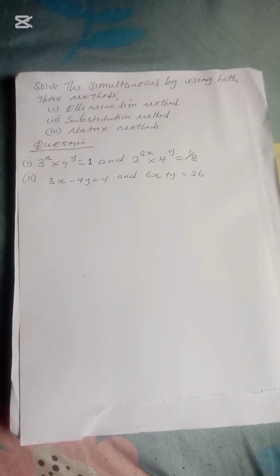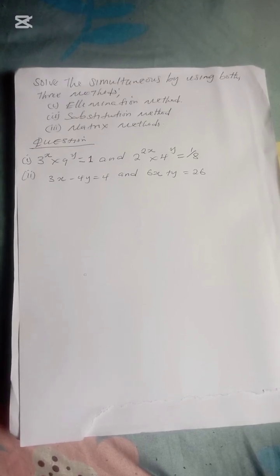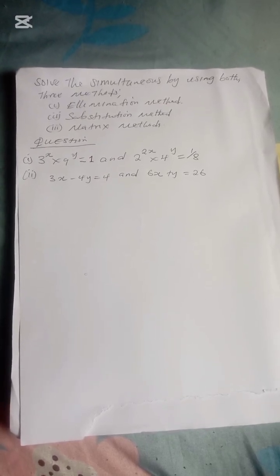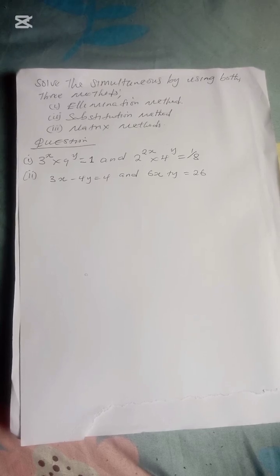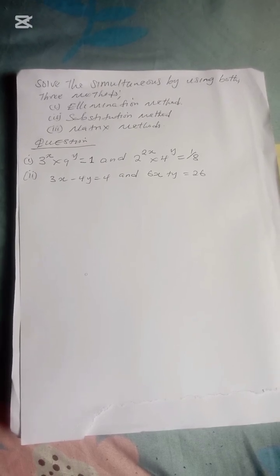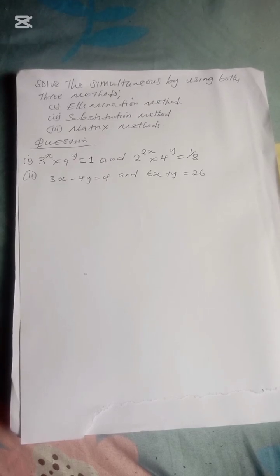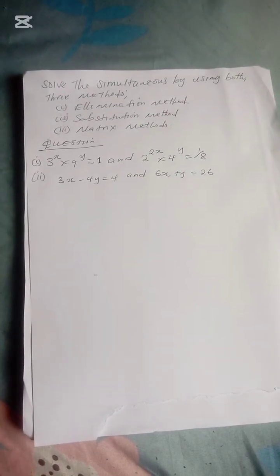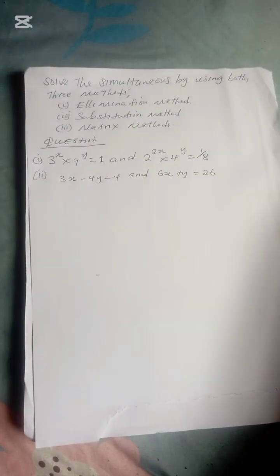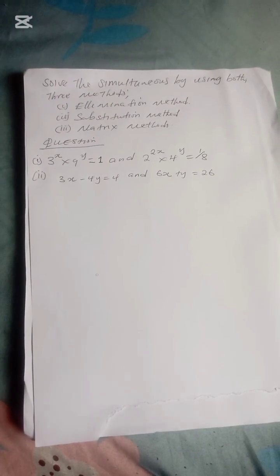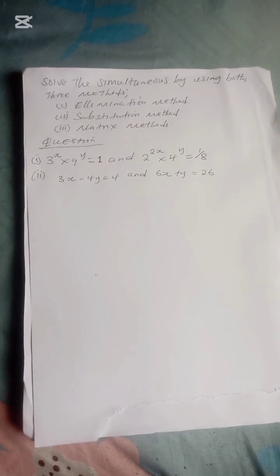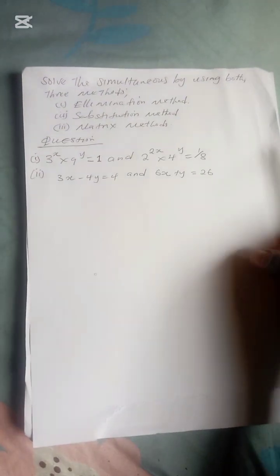The first question is one question. They want us to solve it simultaneously, and I think it will give us the same answers when we use the three methods. We are supposed to have the same answers. The second question says 3x minus 4y is equal to 4, and 6x plus y is equal to 26. When we look at the second question, this is just a direct question. There's no need of panicking for this one. But for the first question, as we can see, it has got powers.